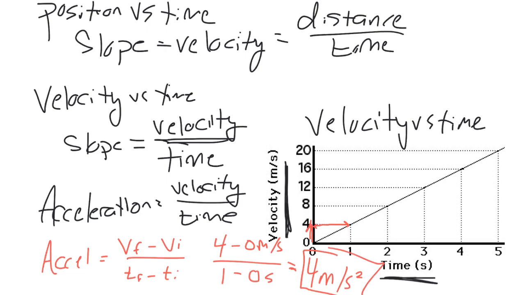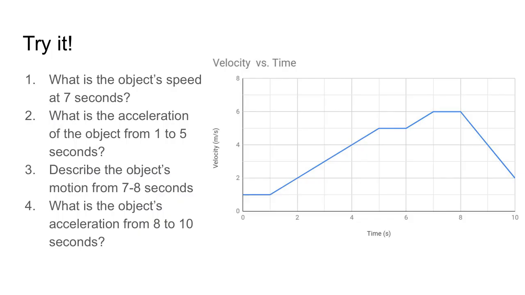So with velocity versus time graphs, it's a little bit different than a position versus time graph. The acceleration is the slope of the line. So we're going to use that to calculate how our objects are moving. And so give this one a shot. Take these 4 questions. Go ahead and stop the video, quiz yourself. What's the object's speed at 7 seconds? You're going to be calculating some accelerations.